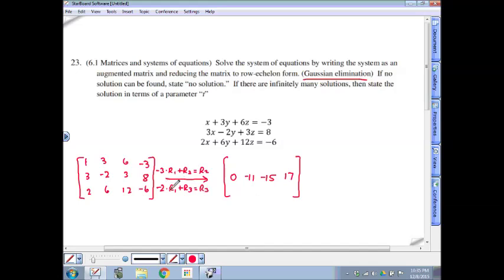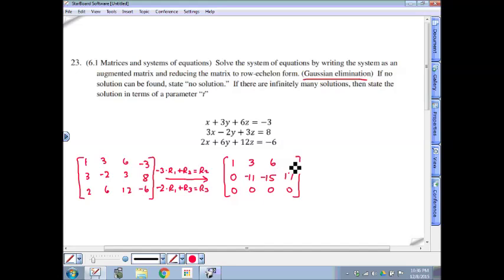Now follow this row operation down at the bottom. -2 times 1 is -2, -2 plus 2 is 0. -2 times 3 is -6, -6 plus 6 is 0. Here we get -2 times 6, which is -12, -12 plus 12 is 0, and here we get -2 times -3, which is 6, 6 plus -6 is 0.